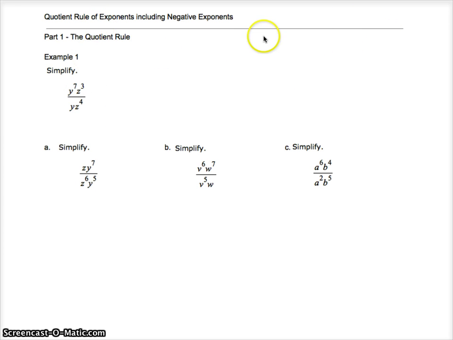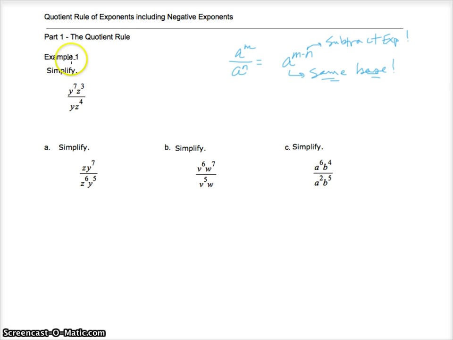Alright, so for the quotient rule, we do have a specific rule that applies here. For any a to the m power divided by a to the n power, we will have a to the m minus n. So long story short, subtract your powers, subtract your exponents. Subtract them. So that's all we're going to focus on in this video, and we have to make sure that the bases are the same. If the bases aren't the same, you can't do it.